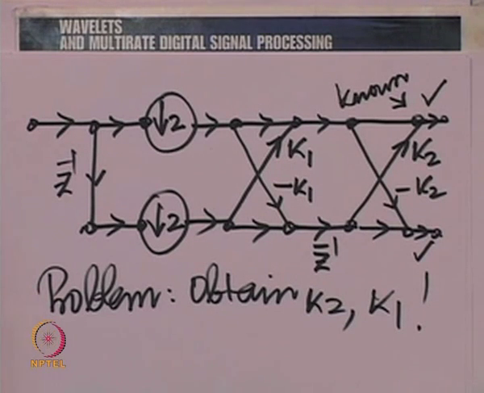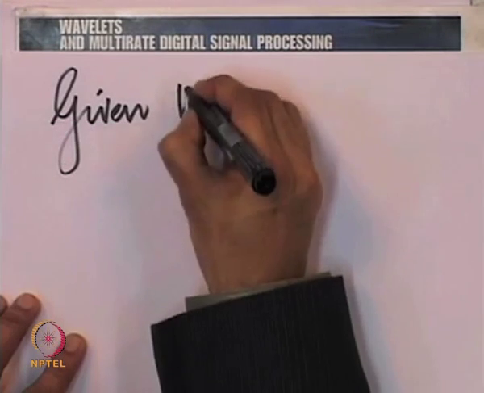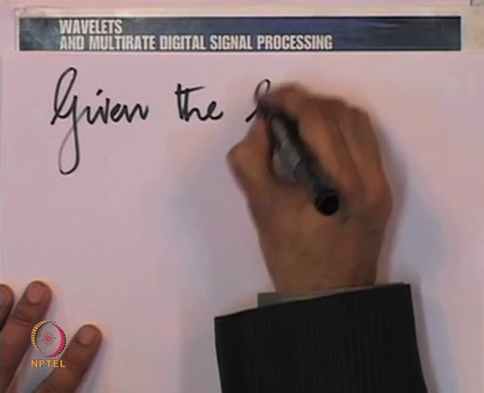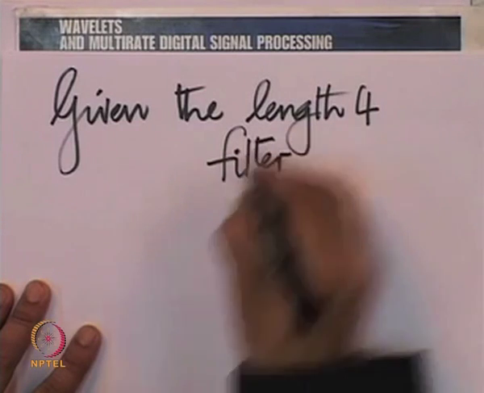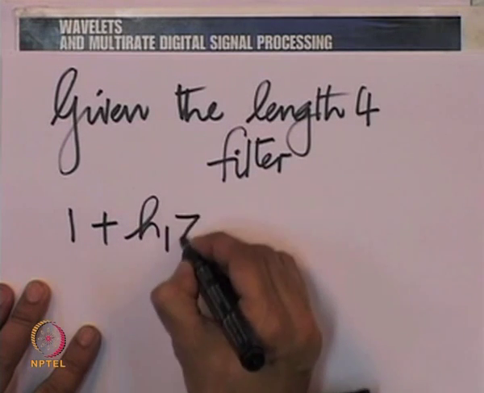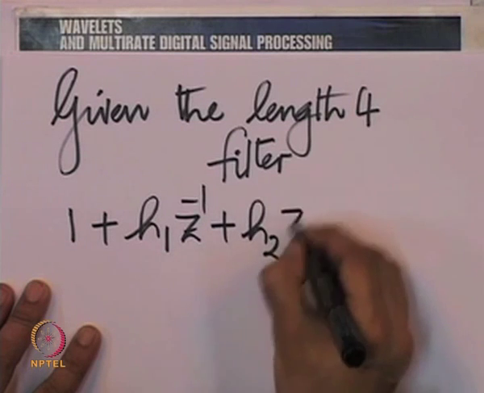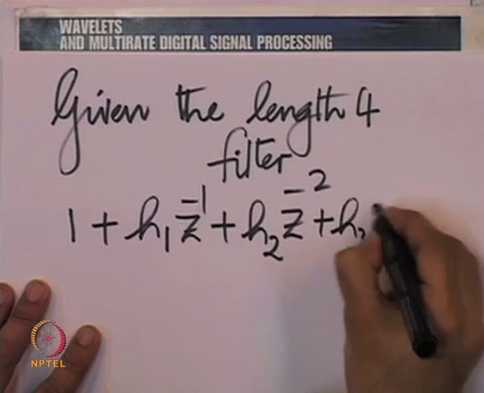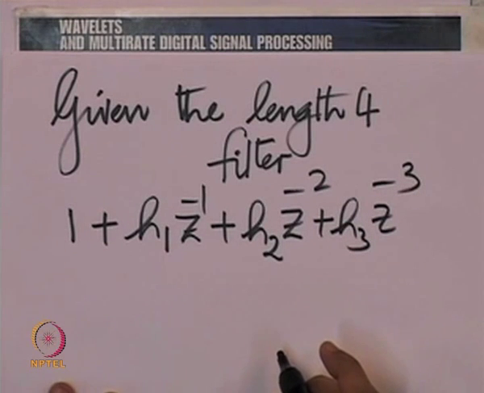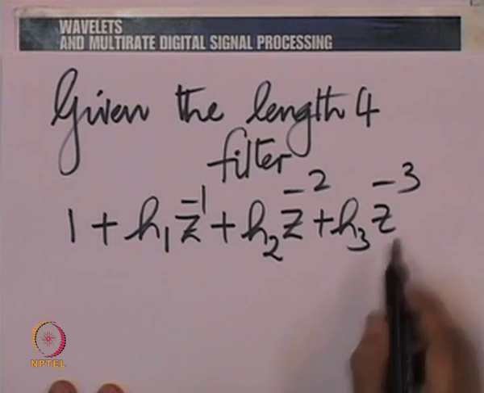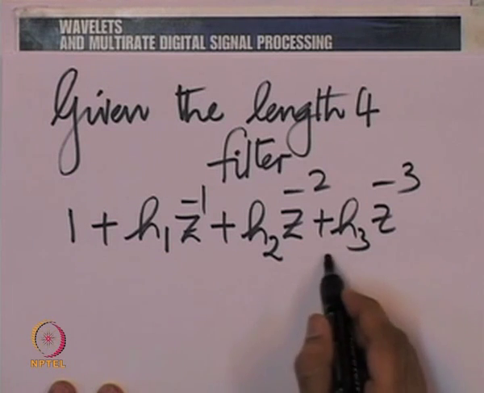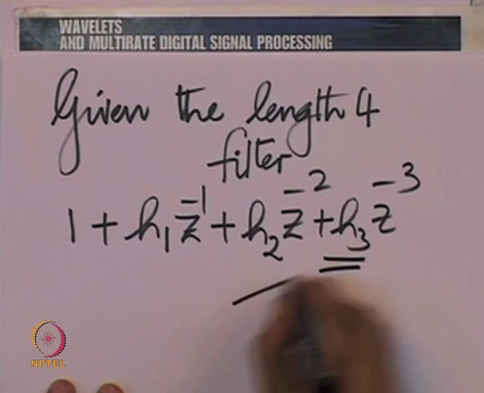Now, what we just said makes it very easy for us to obtain k 2, given the length 4 filter 1 plus h 1 z inverse plus h 2 z raised to the power minus 2 plus h 3 z raised to the power of minus 3. What we discussed a few minutes before this, namely that the most negative power of z reveals k to us. So, this essentially is k 2.